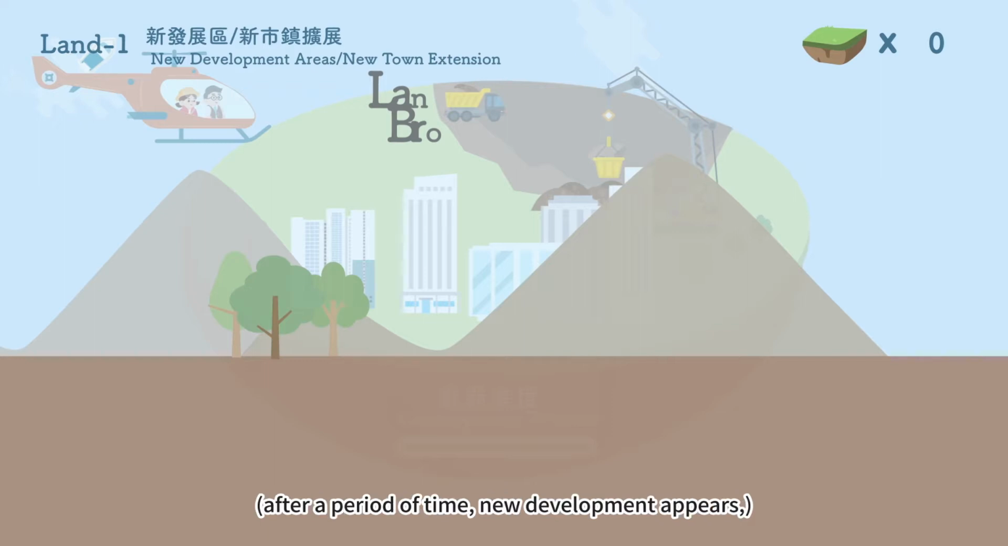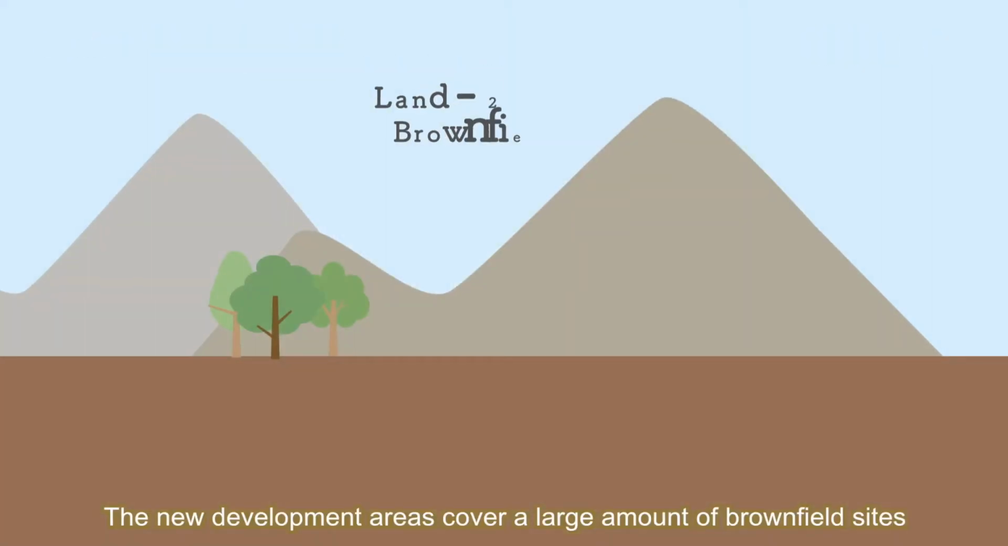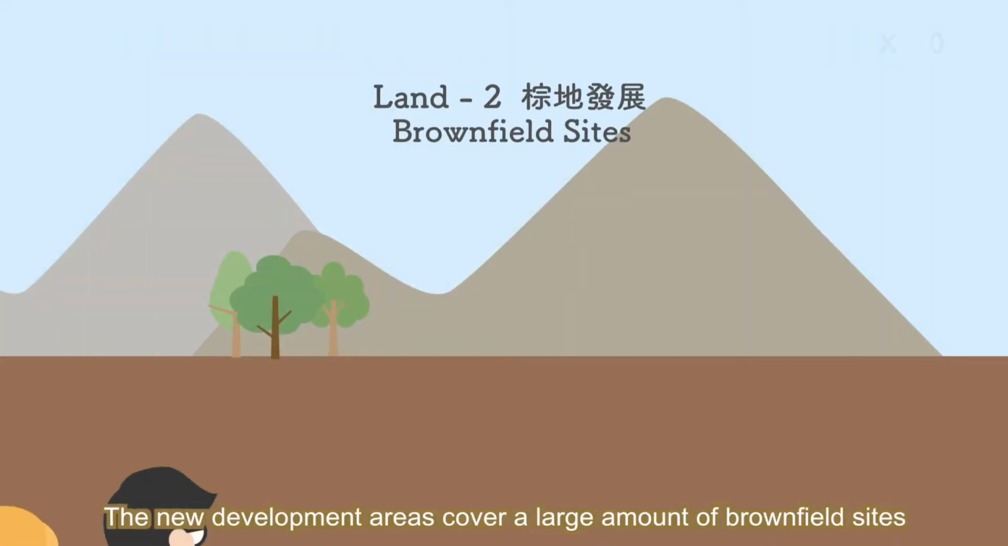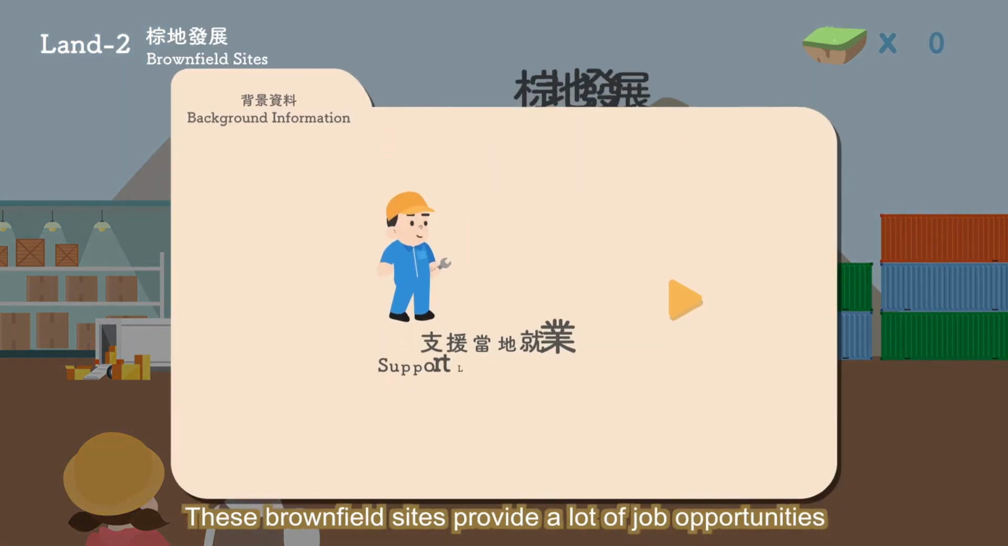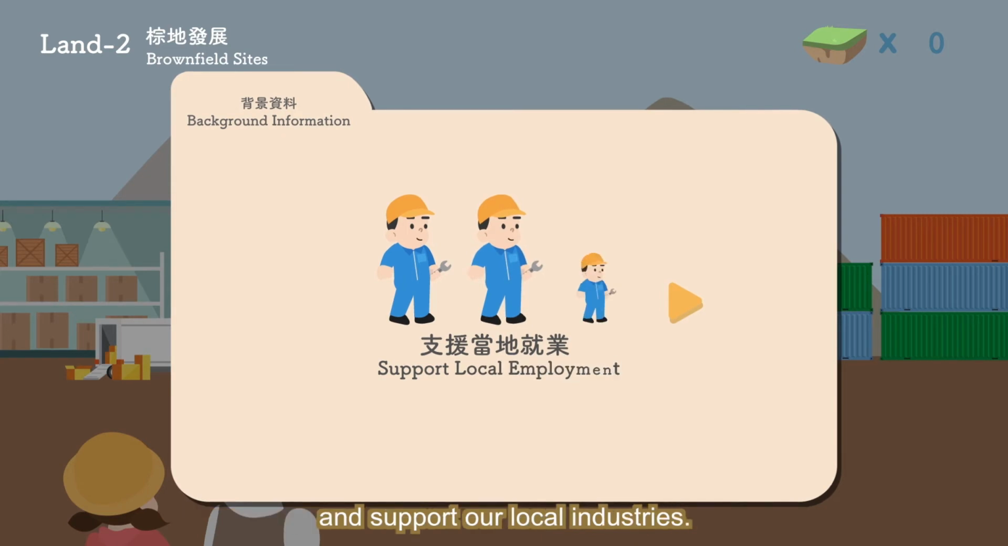After a period of time, new development appears, including a multi-story building specially designed for the displaced brownfield operations. The new development areas cover a large amount of brownfield sites which were farmlands in the past. These abandoned farmlands have been used as warehouse, container yards, and vehicle maintenance field. These brownfield sites provide a lot of job opportunities and support our local industries.